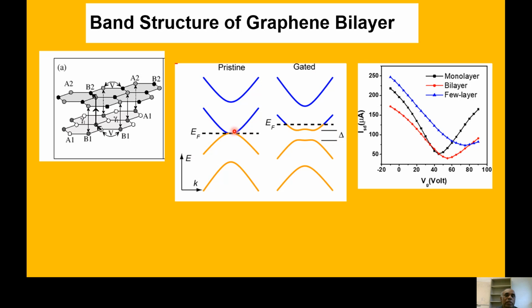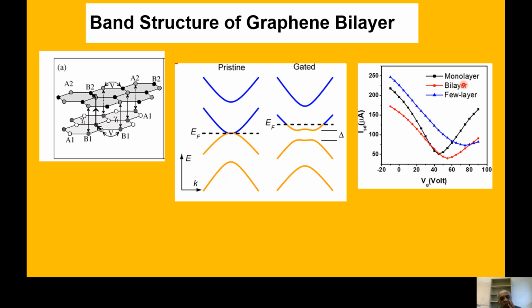So still this is a zero band gap, right? But they are not Dirac fermions. By applying a gate, it will open up a gap between these first two bands. So even this bilayer graphene, these are like two layers, right?